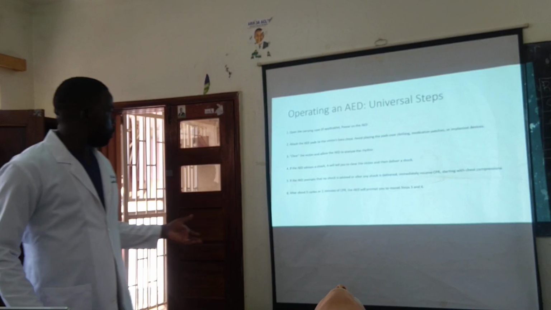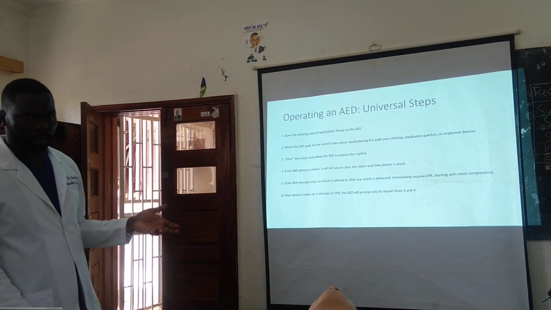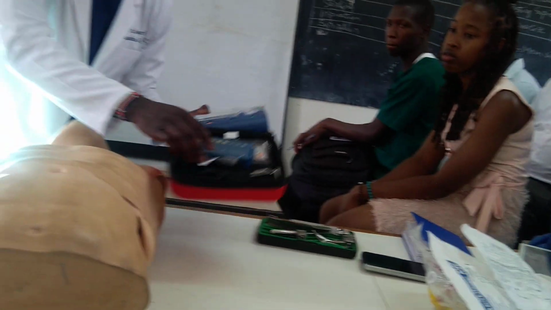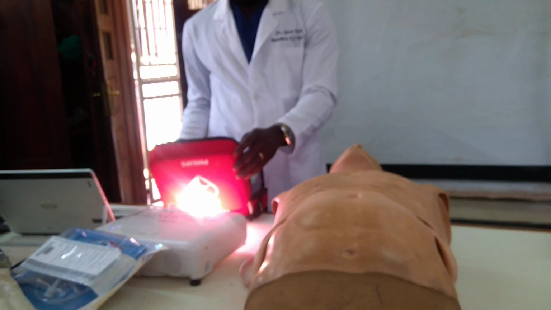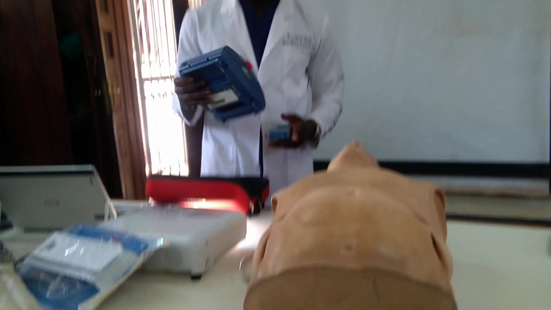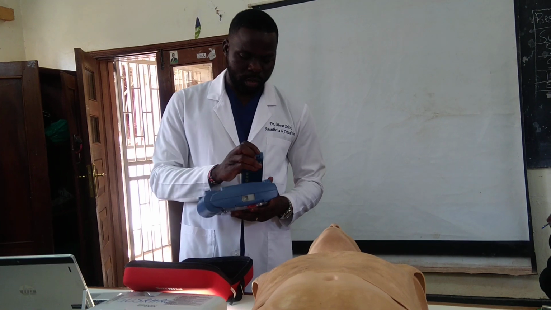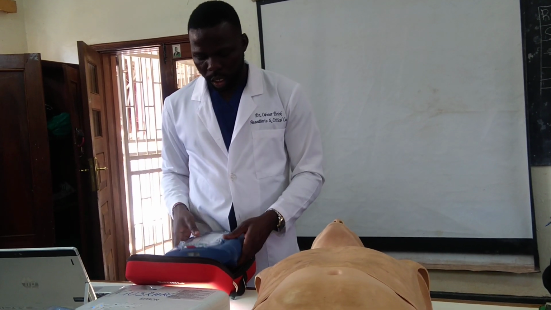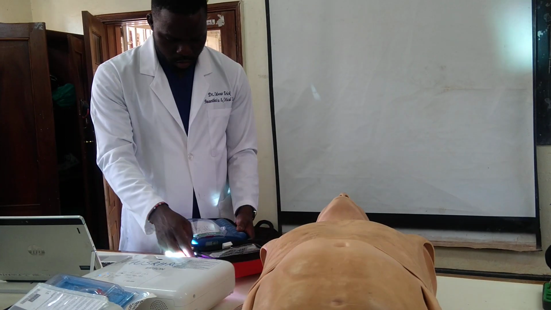This is just the steps in operating an AED. The universal steps. The first time it arrives like this. There are different types, but in terms of operation, it's the same. This one, you have just removed the battery because it keeps making noise. Self-test. In case of emergency, press the green on-off button.